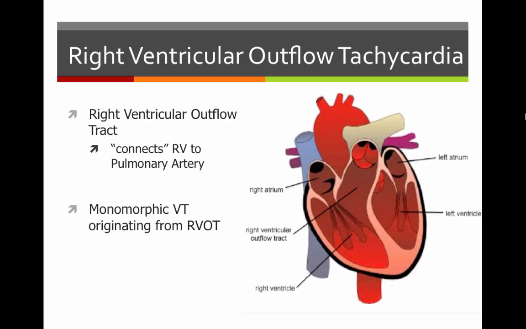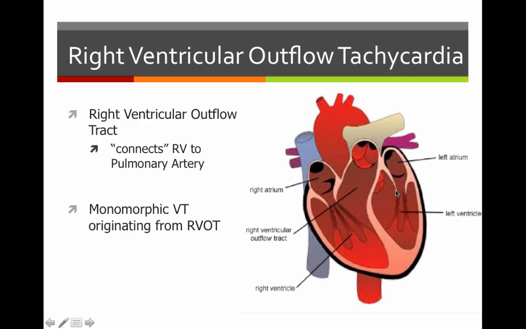Now let's get into our ventricular tachycardia. Like we said, not every VTach comes in the same shape, form, or flavor. First, let's talk about right ventricular outflow tachycardia. This originates from the right ventricular outflow tract, which connects the right ventricle to the pulmonary artery. So you've got your right ventricle right here. It narrows a little bit going into the pulmonary artery.